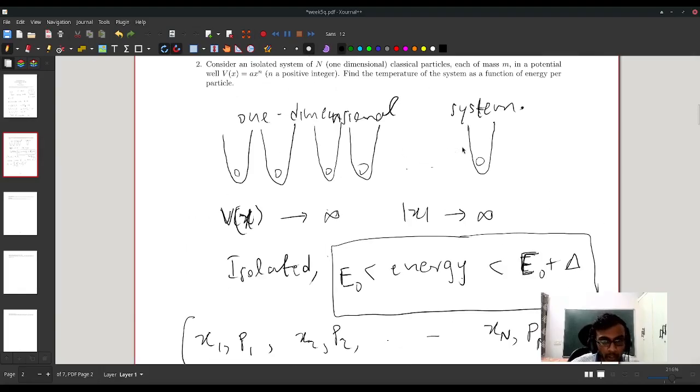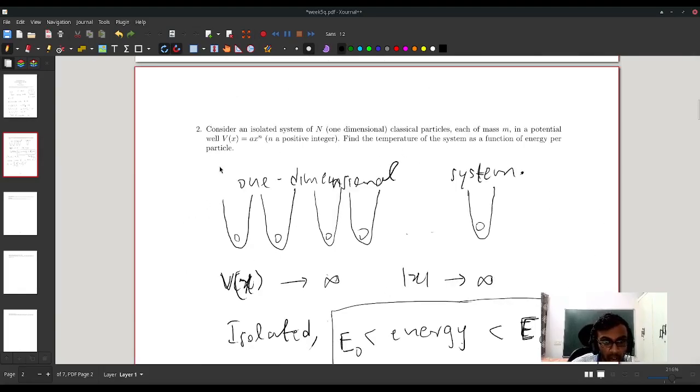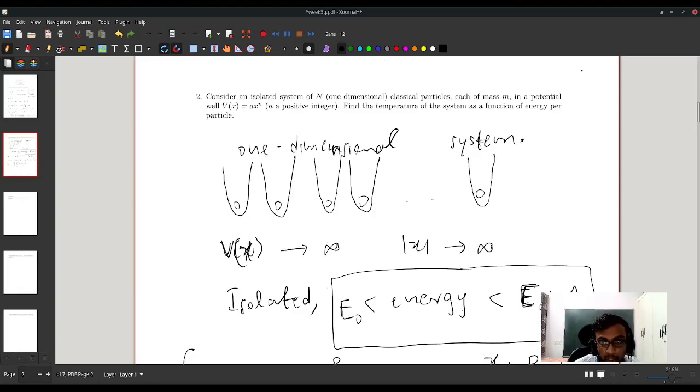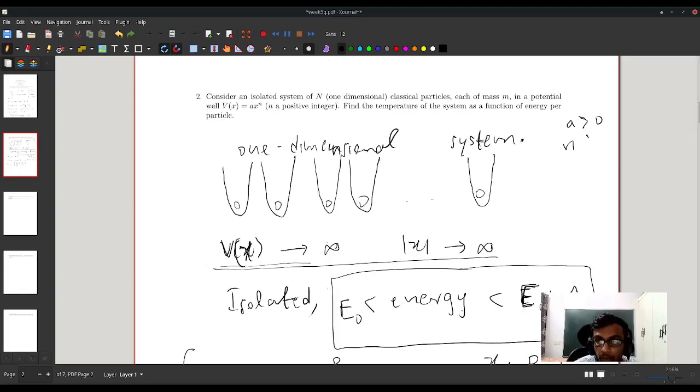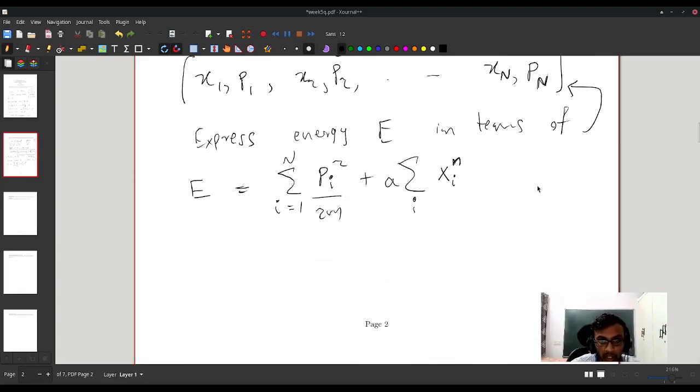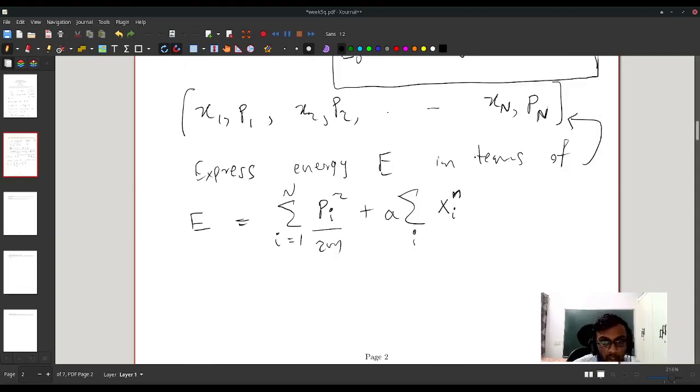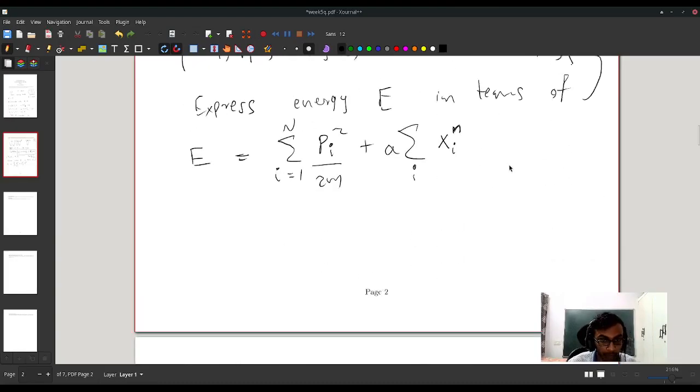By the way, like we discussed, this is a potential well. So a is a positive number, and n is a positive integer, so that we have the property that the potential is infinity at both plus and minus infinity. With that stated, let us try to address this question of the volume of the phase space.